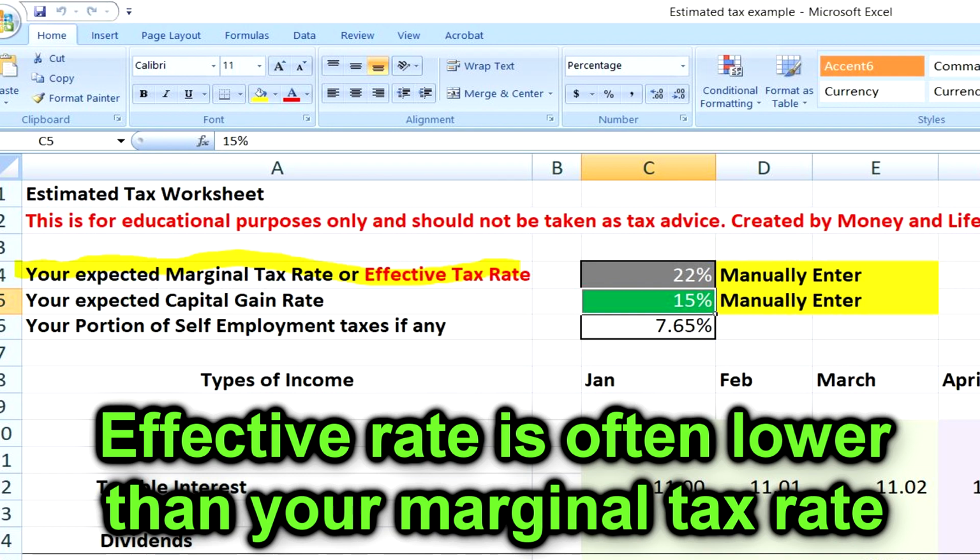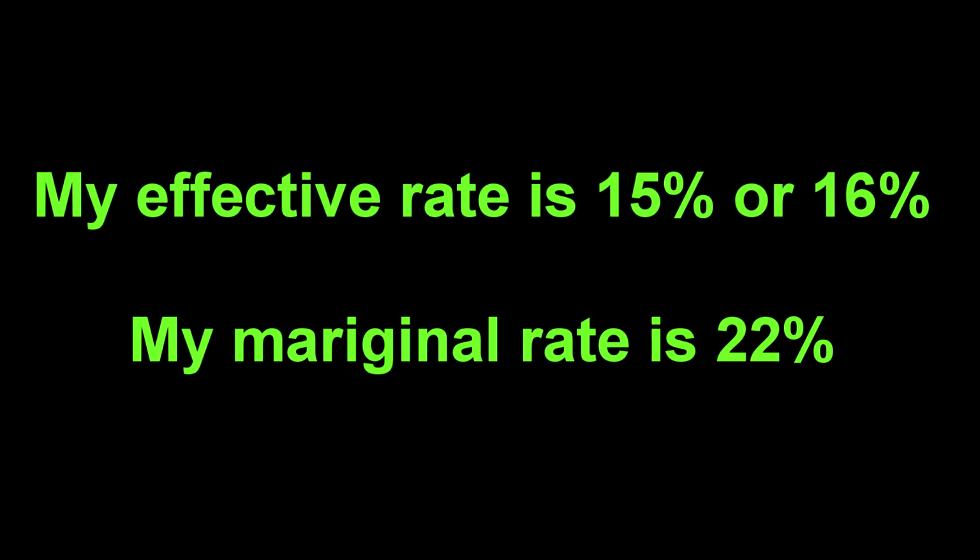Let me give you a real example. My wife and I were in the 22% bracket. That's our marginal tax rate. However, our effective rate is lower. Our effective rate is actually 5 or 6% lower than that. So the net amount of tax we pay on every dollar we earn is actually only 15 or 16% when you run the numbers.